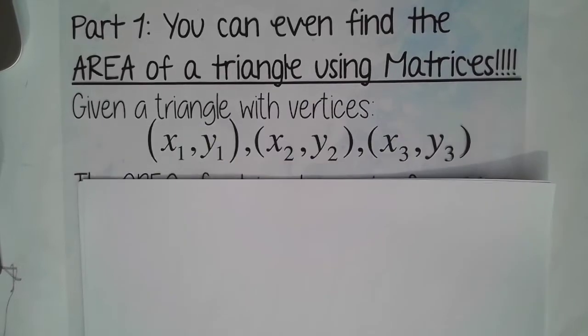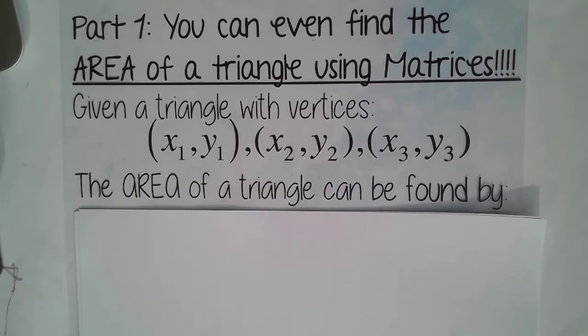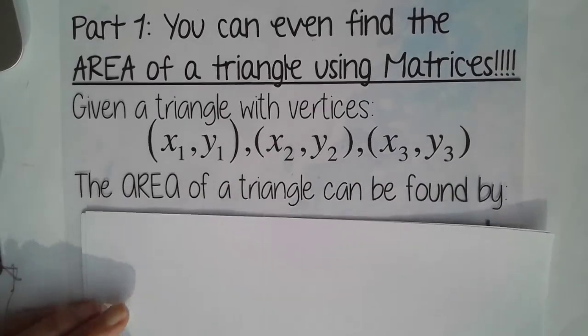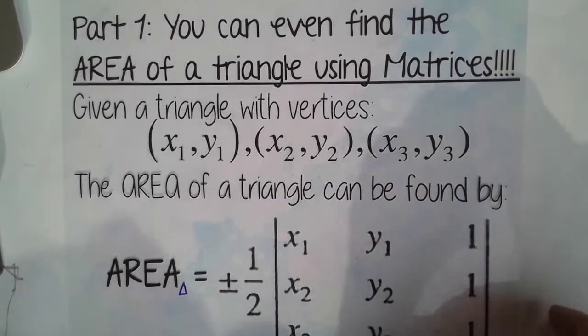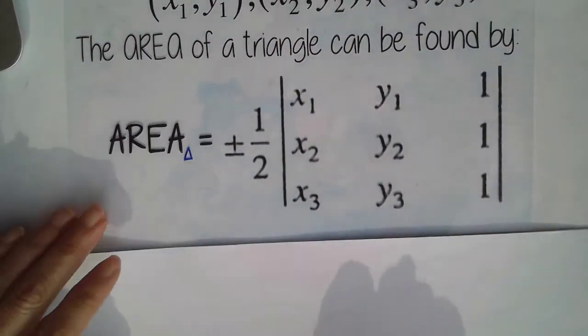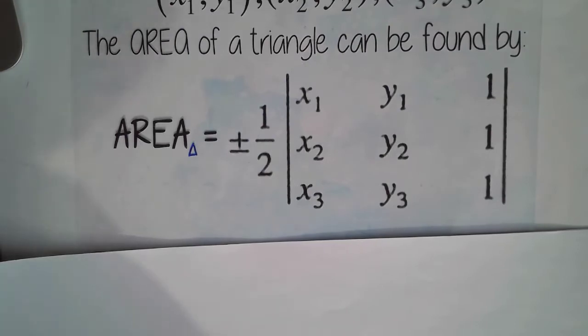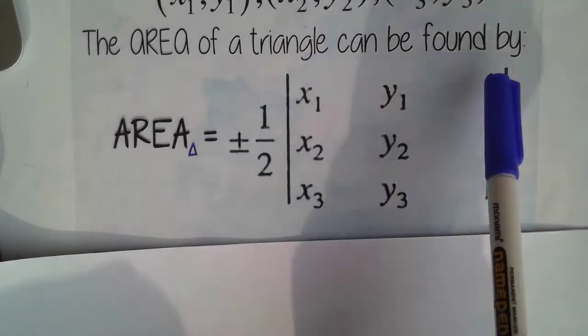Given a triangle with 3 vertices, x1, y1, x2, y2, x3, y3, the area of a triangle can be found by using this. So there's a special formula here. Area equals plus or negative, right? Because the determinant could be a positive or negative value, but as we know, an area of anything has to stay positive, okay? So the area of a triangle is plus or negative half of this.